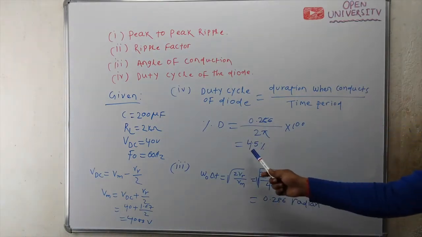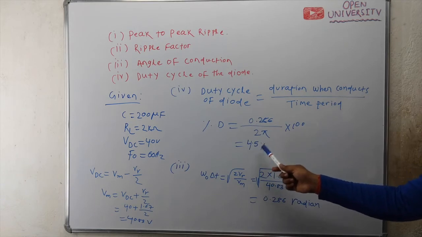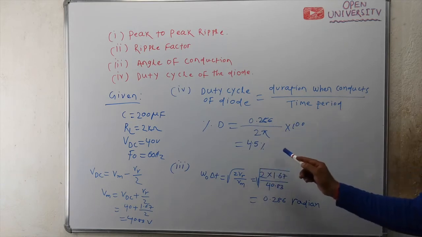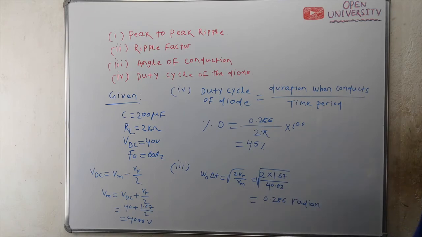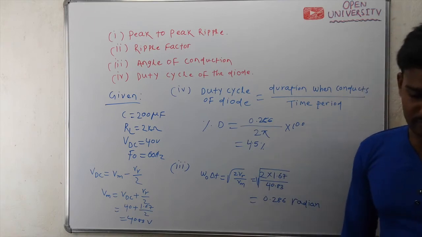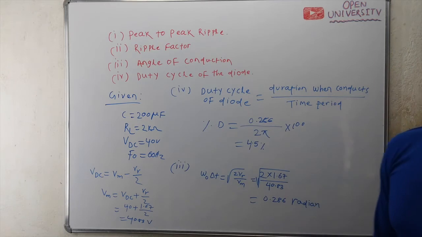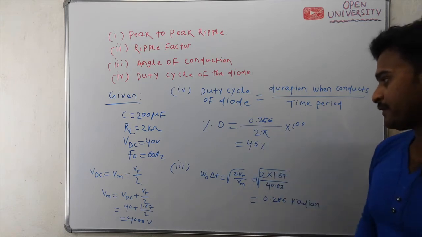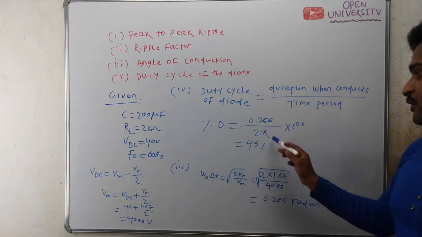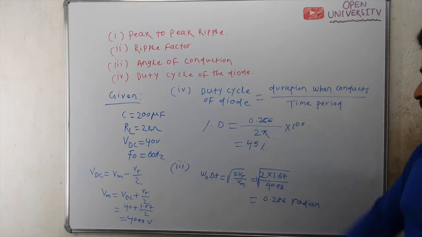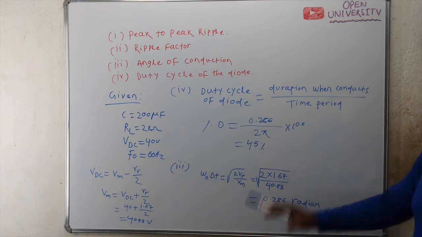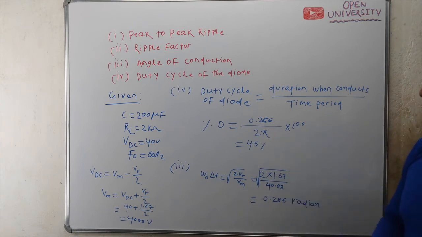That means the diode will conduct for only 4.5% of the total time period 2 pi, and in the remaining period it will be off. That is the formula for the duty cycle of the diode.